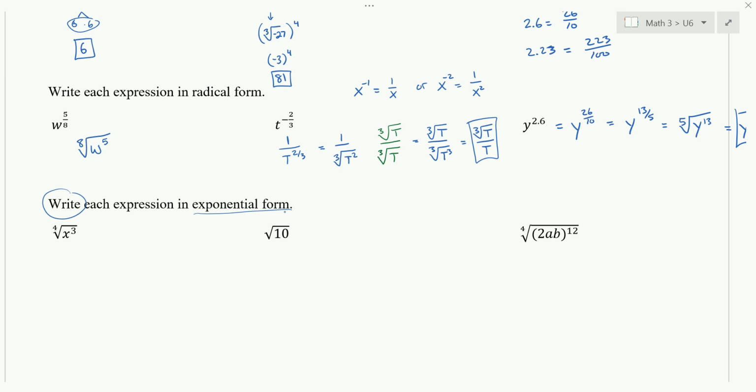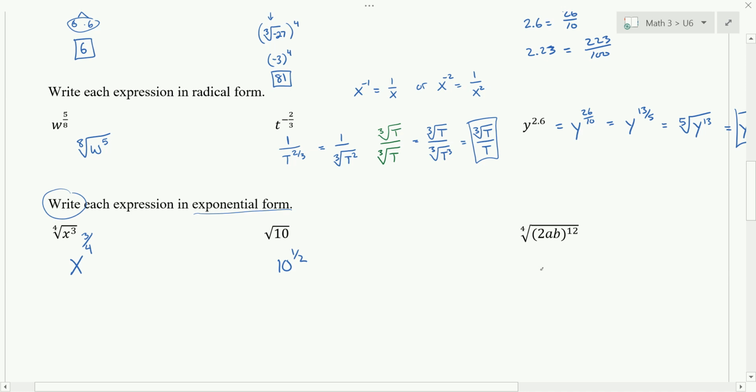Do all 3 of those. Put them in exponential form. Okay, so I saw a lot of people put x to the 3/4 on this first one, which is good. And 10 to the 1/2, which is also correct.